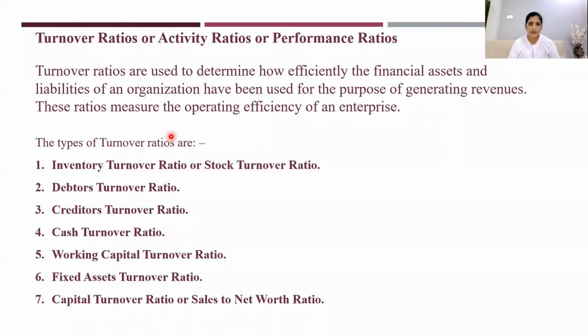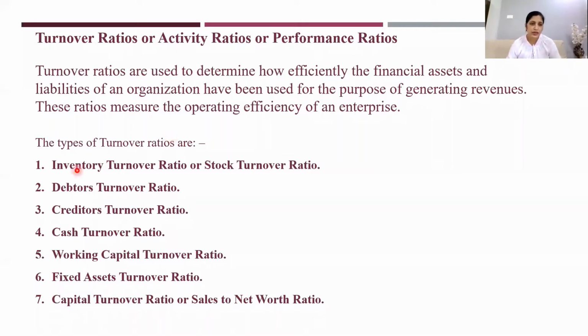These ratios are used to calculate the operating efficiencies. Operating efficiencies means the major thing is sales. How is our turnover? How is our revenue when compared to the other parts? Other parts means it may be creditors, debtors, inventory, capital, working capital, all those things.